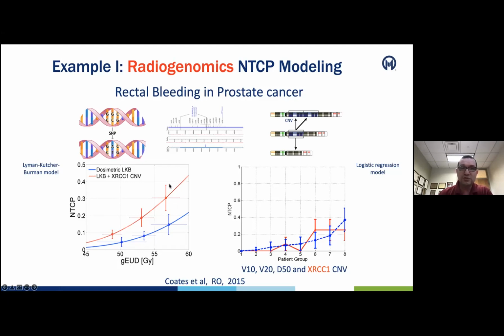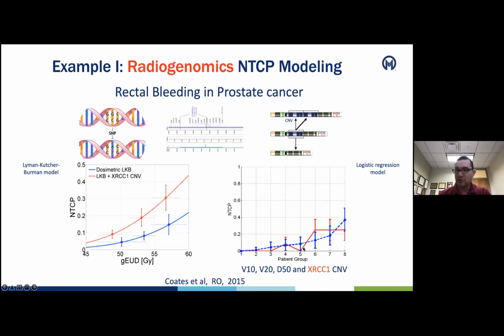Now, if you include the genetic factor, and in this case, looking at copy number variation or single nucleotide polymorphism, you can see for some patients who exhibit this kind of variance, the risk actually increased almost double for the same dose that's being delivered. This is using the LKB type model, and this is using a regression model.